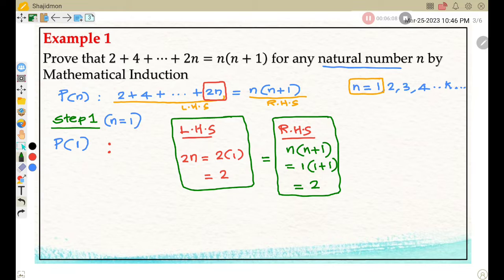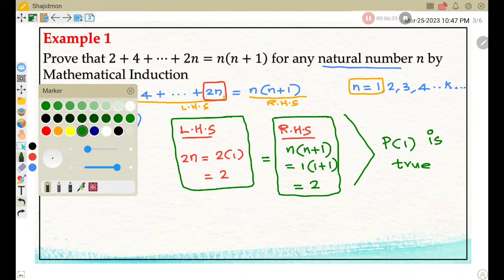Equal. Left and right hand side will be equal. That means what we can say? P of 1 is true. That means the statement is true for n equal to 1. This is the first step we are doing. Okay, the statement is true for n equal to 1. That is first we are checking. So here it is true. P of 1 is true here.